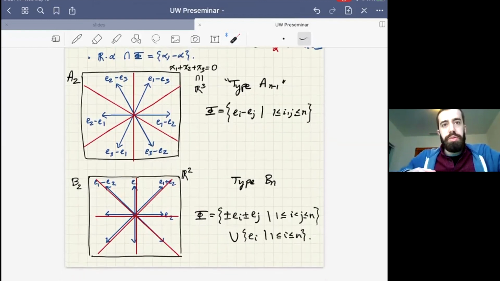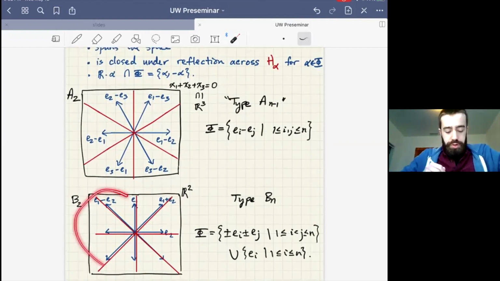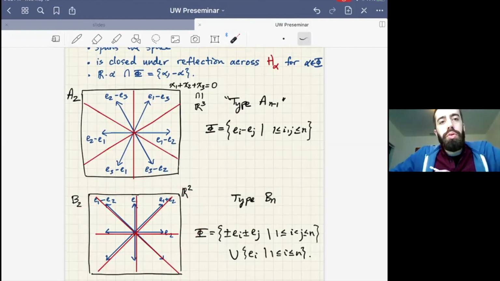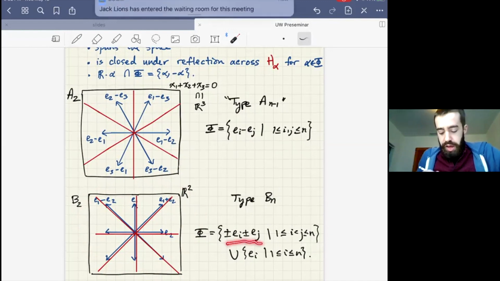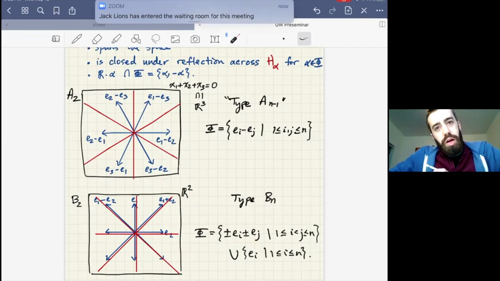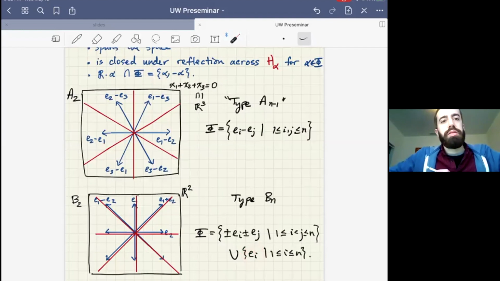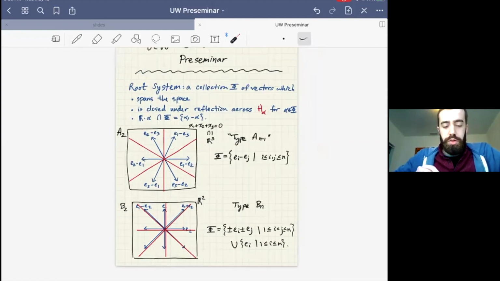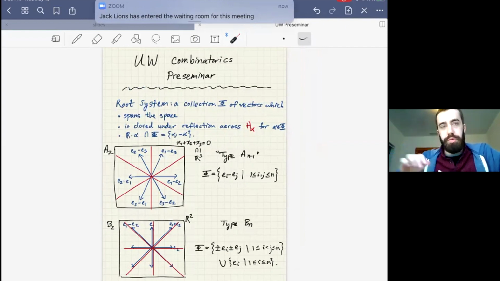So another example is type B, which is drawn here. In this example, you see there are more roots. This is B2, and now I have all roots of the form a sum or difference of standard basis vectors, together with the standard basis vectors themselves. So now we see that the hyperplanes in this picture actually are parallel to some other roots, but we still have symmetry about all those red lines. Okay, so that is the definition of a root system.